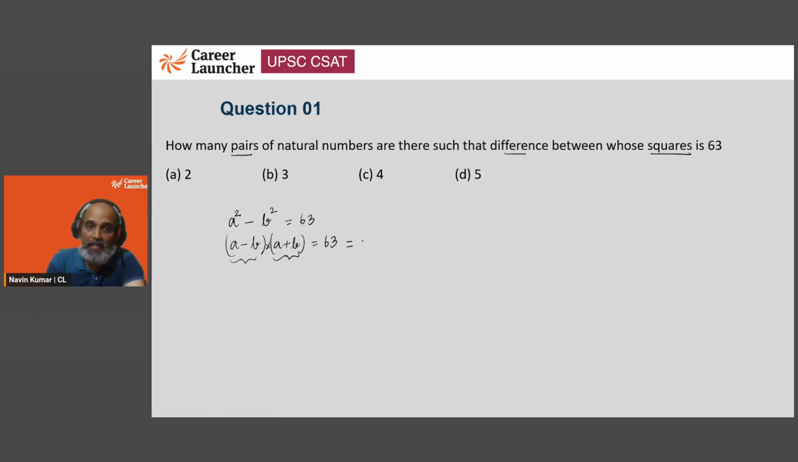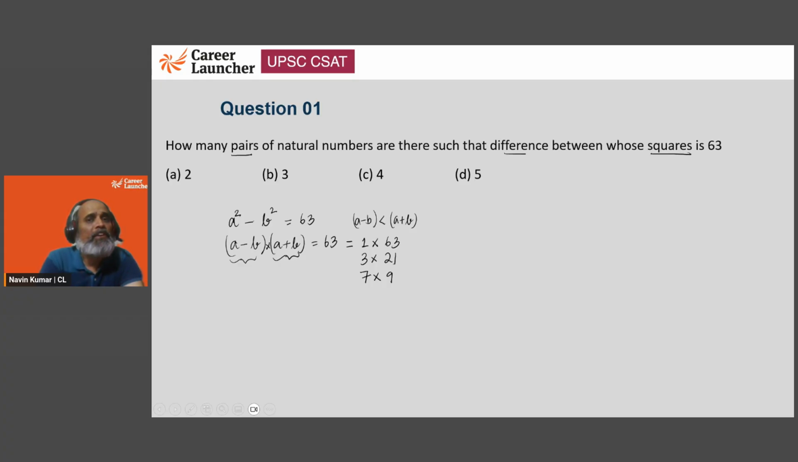So 63 can be written as 1 into 63. So that's one way. Next, it can be written as 3 into 21. That's the second way. Next, it can be written as 7 into 9. That's the third way. Now, the moment we go beyond 7 and say it can also be written as 9 into 7, the thing is, A minus B is always going to be less than A plus B, given that A and B are natural numbers.